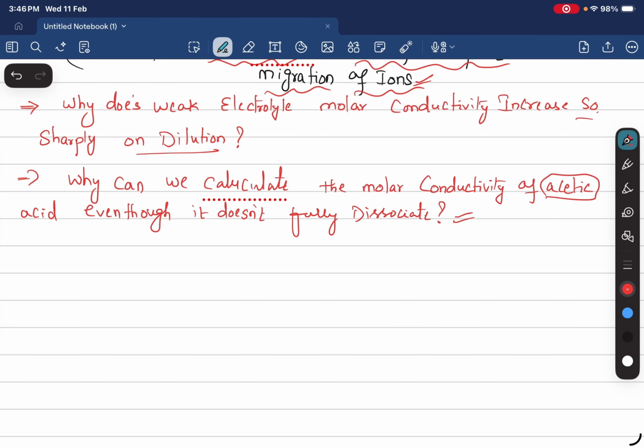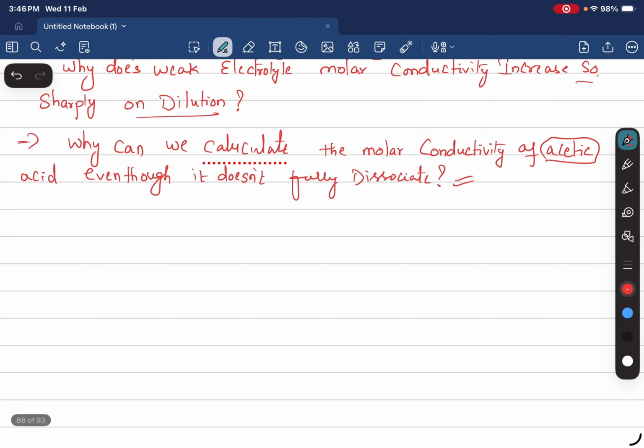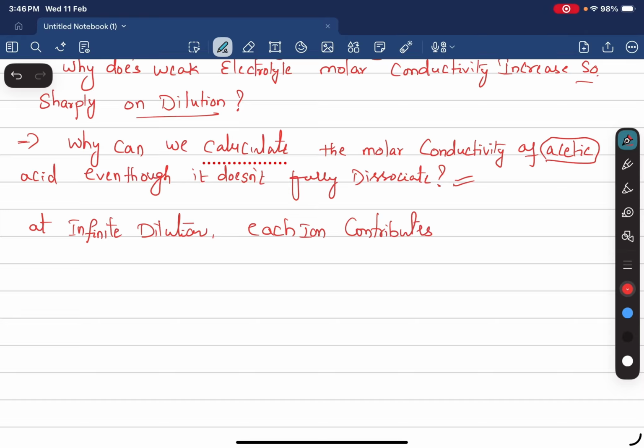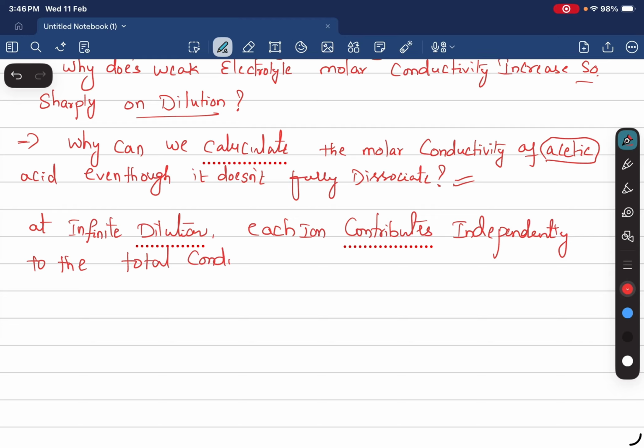He studied the electrical conductance of electrolytes. In the year 1875, he observed something interesting: that at infinite dilution, each ion contributes independently to the total conductivity of the solution. So this became known as Kohlrausch's law.